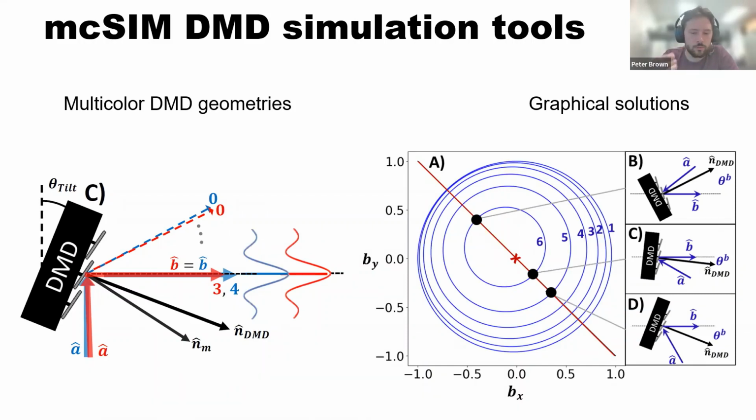I will briefly introduce some of the other tools that our mcSIM package gives you access to. So we originally wrote this code with the intent of creating a package to simulate and control a homemade DMD SIM instrument. And so one big aspect of this was designing simulation tools to understand the complex diffraction model of a DMD, particularly in multicolor settings. So we've developed a variety of tools to do this that helped us design our system.